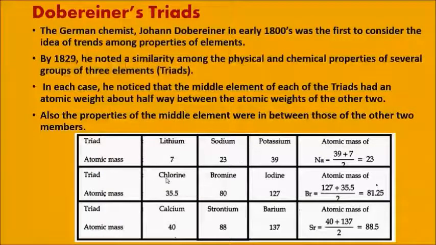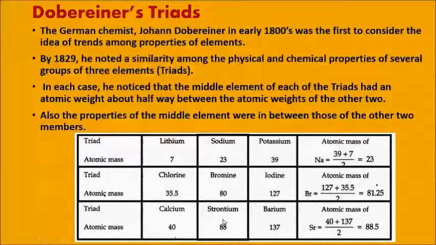The next triad is chlorine, bromine and iodine. Chlorine's atomic mass is 35.5 and iodine's is 127. When these two are added and divided by 2, you get 81.25, which is almost 80 or 81, roughly the value for bromine. So he considered it a triad. The third triad was calcium, strontium and barium. Calcium's atomic mass is 40 and barium's is 137. The average is 88.5, or almost 88, which is strontium.